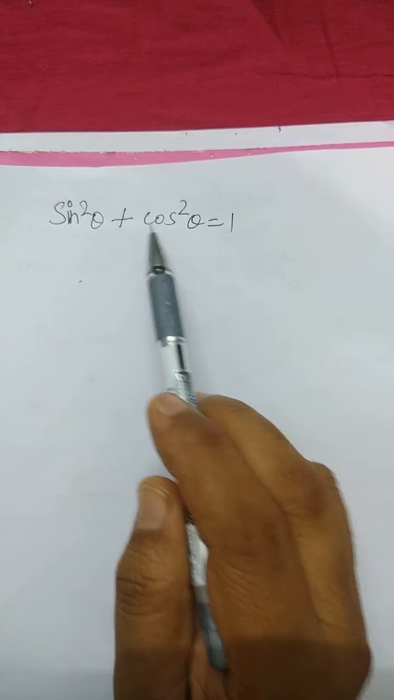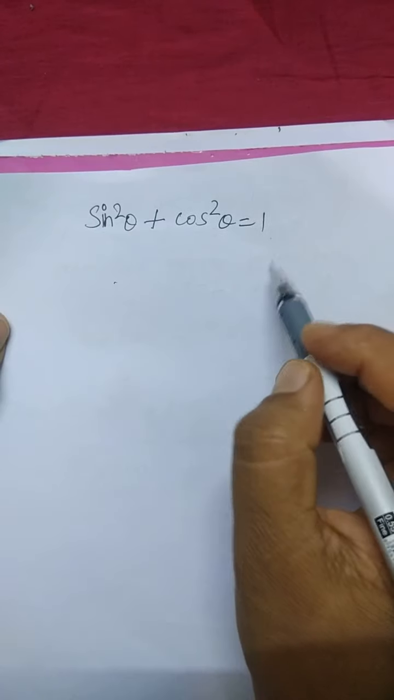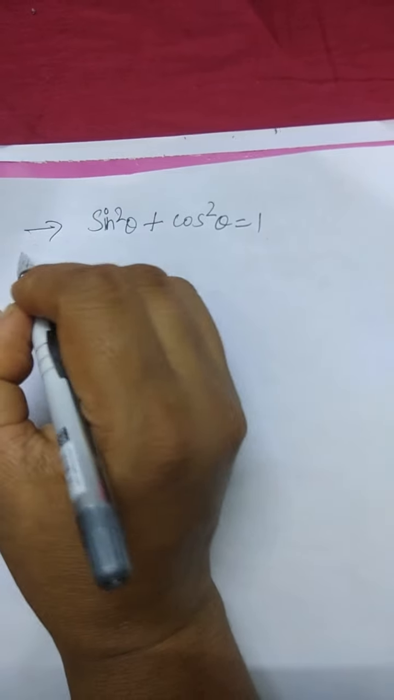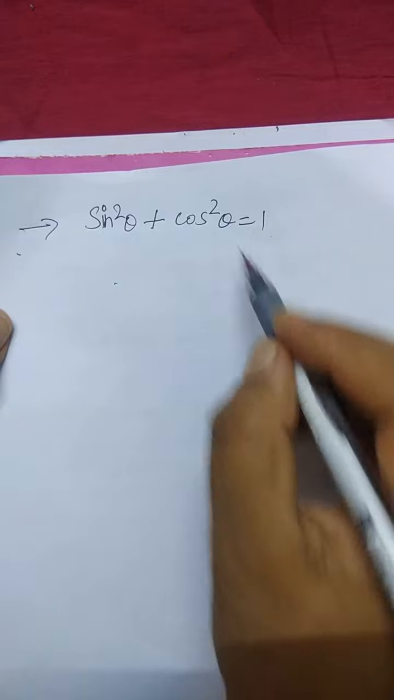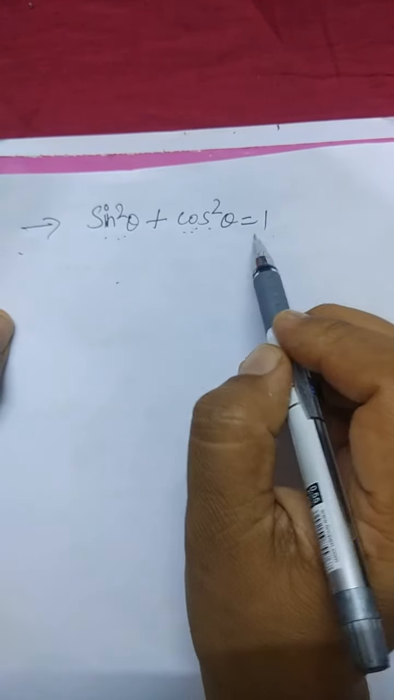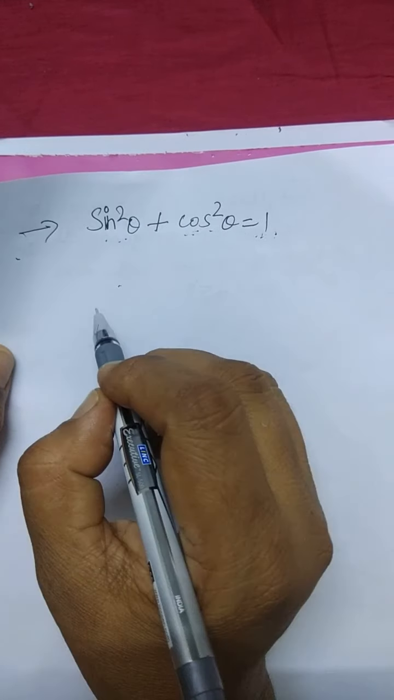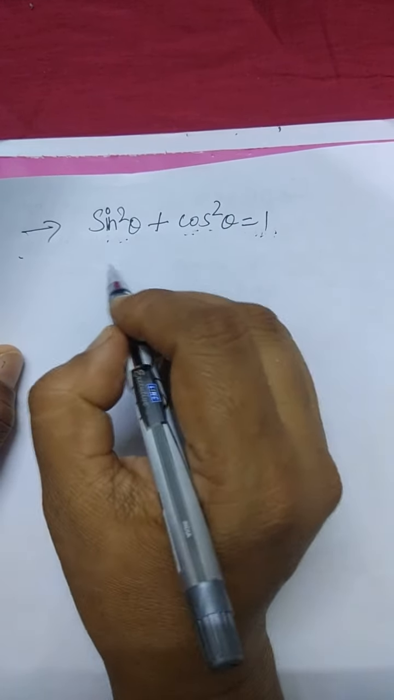The first identity is sin square theta plus cos square theta is 1. This is the first identity. Always the sum of these two ratios will be 1. How? We will take some example and we will solve.